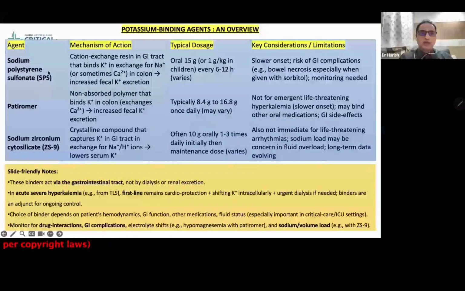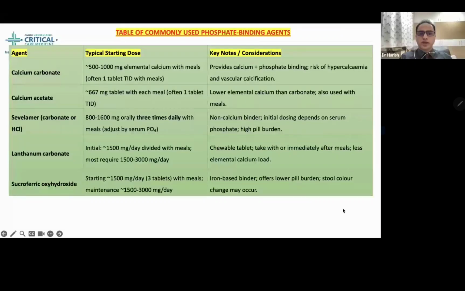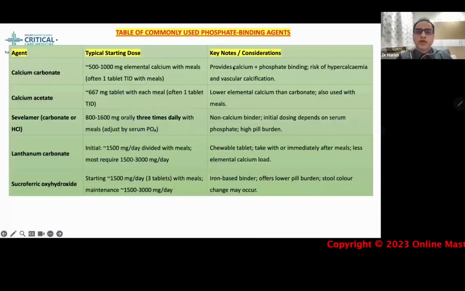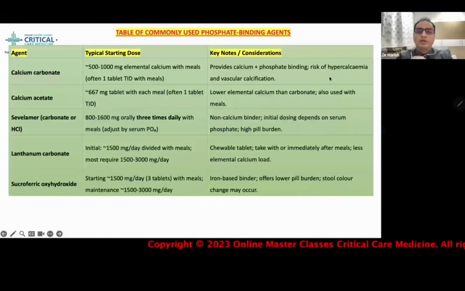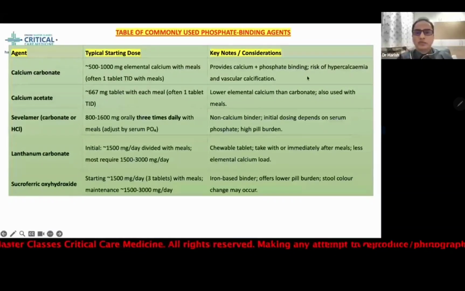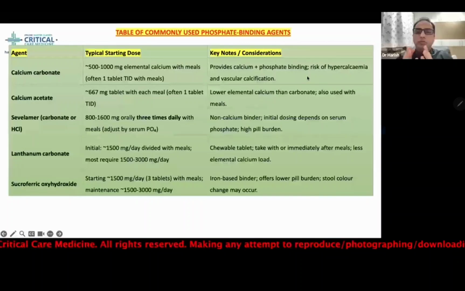What about phosphate binding agents? We have calcium carbonate. We give a dosage of 500 to 1000 milligram elemental calcium with meals, often one tablet TID with meals. It provides calcium plus phosphate binding. There is a risk of hypercalcemia and vascular and metastatic calcification. That is a problem, because when you give calcium, it may bind with the available phosphate, and this calcium phosphate may become a crystal.